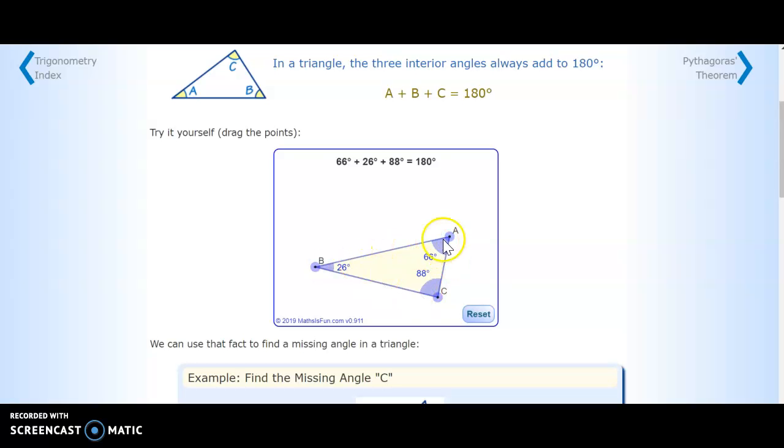This is an acute triangle, right? All of them are below 90 degrees and still this doesn't change. So no matter what type of triangle you make, this is always going to be 180 degrees. These three change, but this is not changing. You can make different types of triangles with it and just explore for yourself.